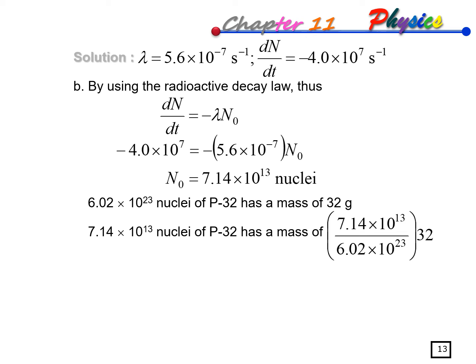which ends up as 3.8 times 10 to the power of negative 9 gram. So this is the amount of mass for this number of atoms. This one we just compare with the ratio from the Avogadro constant.